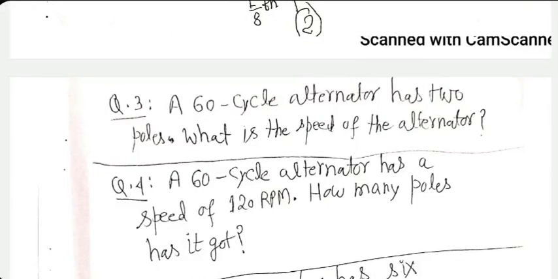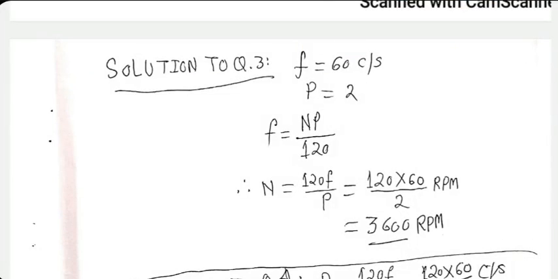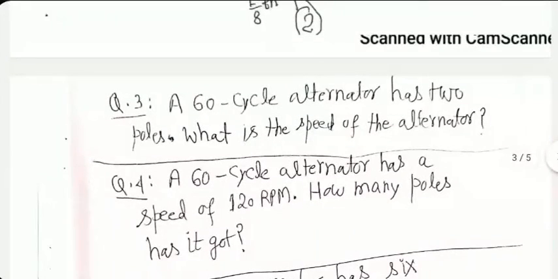F equal to NP divided by 120 is the equation. F is given as 60 cycle per second. P is given as 2. So calculate N, speed in RPM. I've done that. 60 equal to 2N divided by 120. Or other way around, if you want, N equal to 120 F by P. So put the values. The answer is 3600 RPM. Straightforward answer. Question 3 is done.